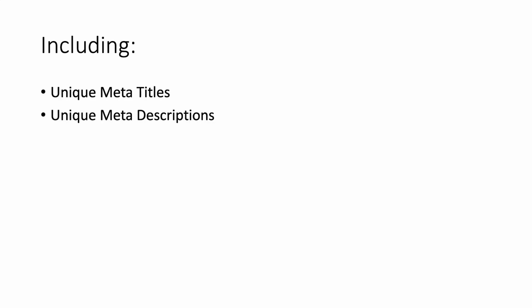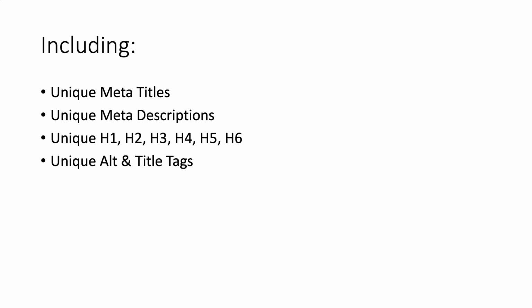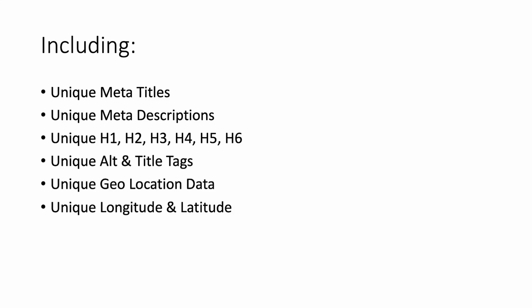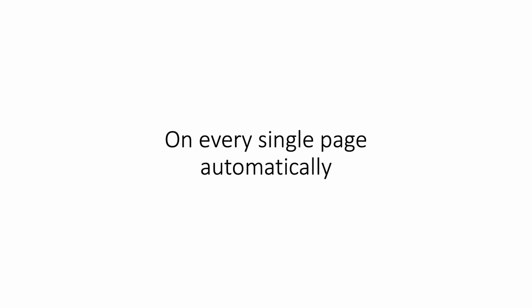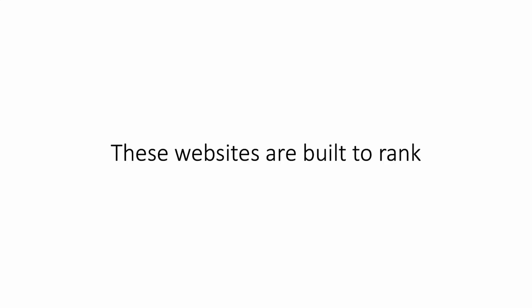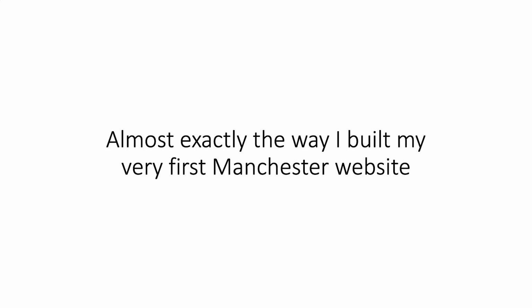All of these pages are going to include things like unique meta title, unique meta descriptions. If you don't know what this is, you will learn about this in the training, so don't panic. Unique H1, 2, 3, 4, 5, and 6. If you've got them on there, you have to have H1, 2, and 3s, but you can also add 4, 5, and 6 if you want. Unique alt and title tags, unique geolocation data, unique longitude and latitude, unique content, and unique schema on every single page automatically.